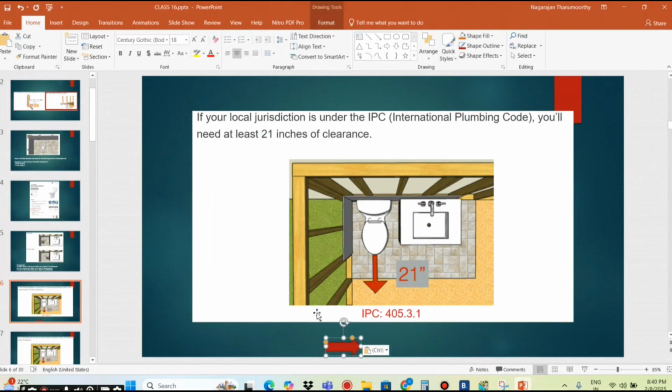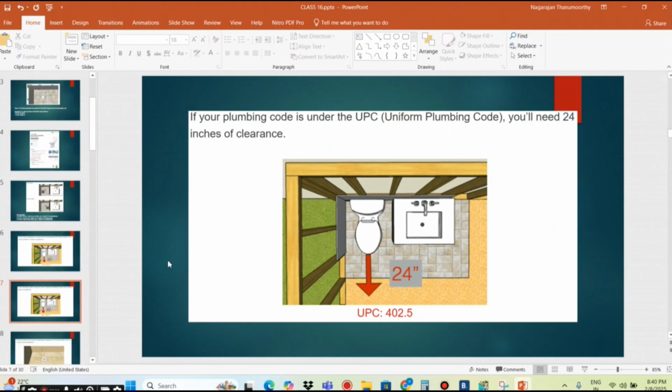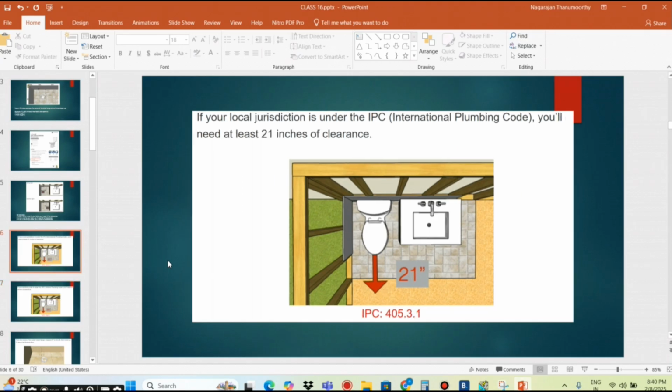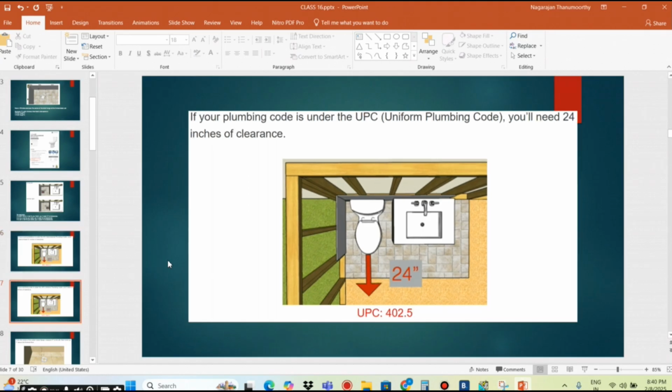And what about the front side? As per IPC, International Plumbing Code, you will need to keep at least 21 inch of clearance in the front side. 21-inch clearance we have to follow in the front side for the installation. So these three rules we have to follow. If you follow the International Plumbing Code, this is IPC 405.3.1, 21 inches. If you follow the UPC, Uniform Plumbing Code, 24 inch as per UPC 402.5 in chapter 4. We have to follow 24 inch clearance.